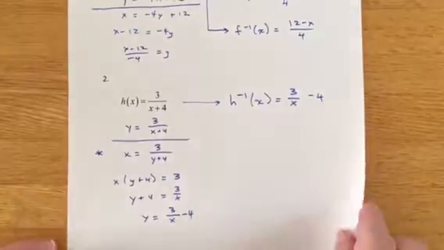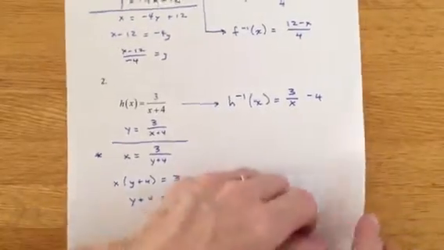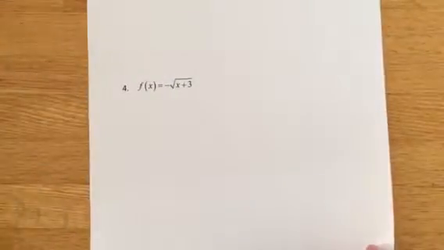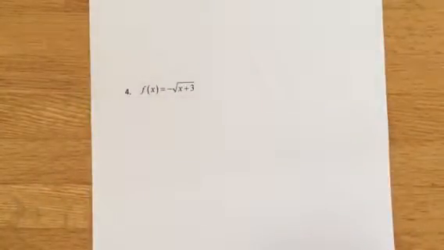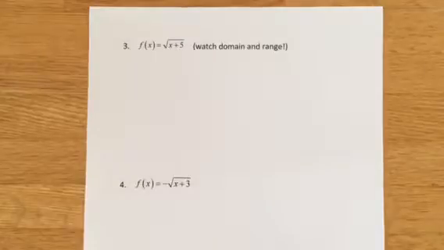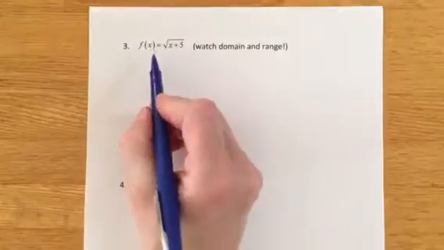Okay. A couple more. So again, in number 3 here, we have the square root function. And again, if you graph it, you will see that it is one-to-one. It passes the horizontal line test. We're just going to be a little bit careful. I'm cautioning you here about watch domain and range, and we'll see why in a second here.